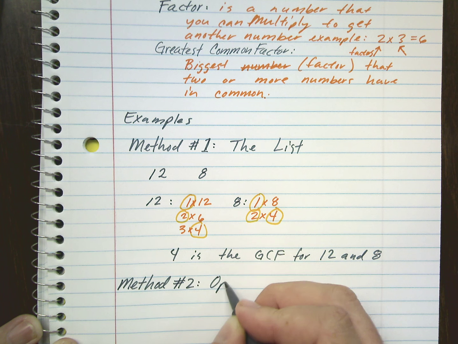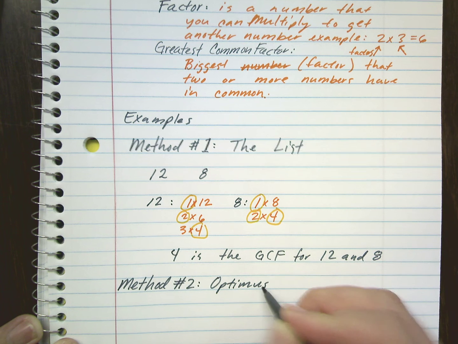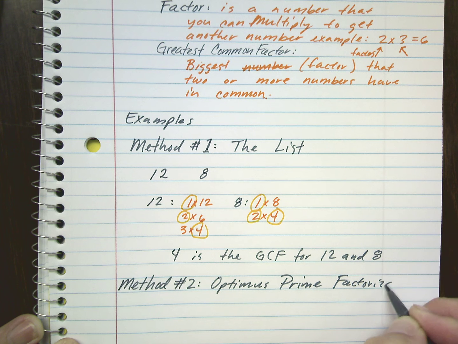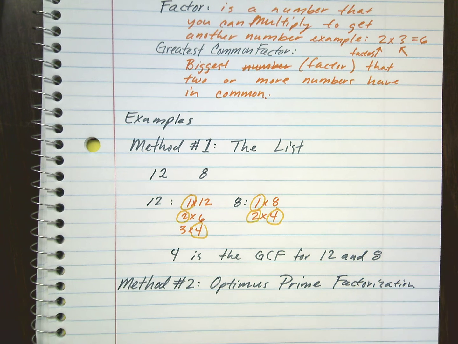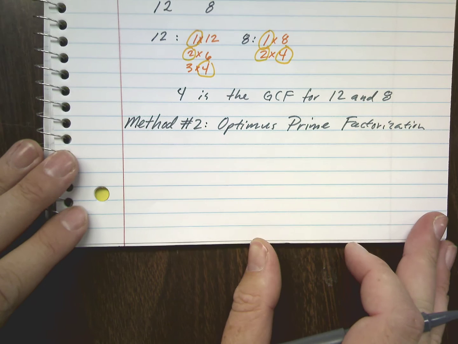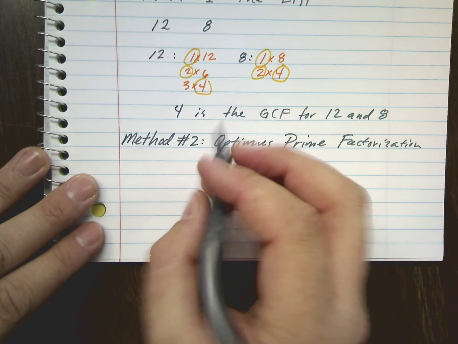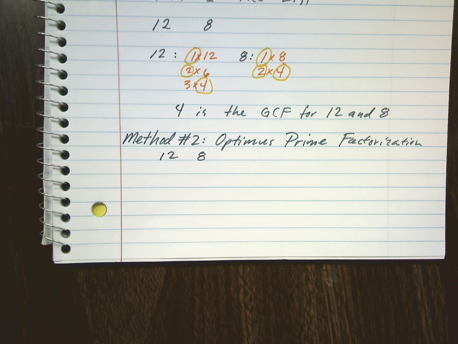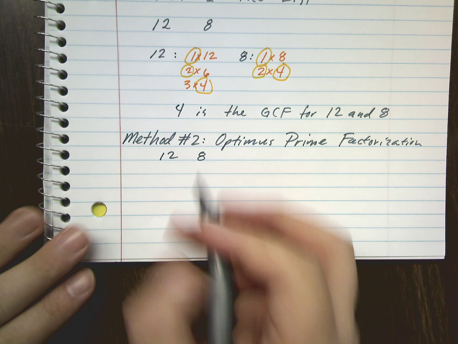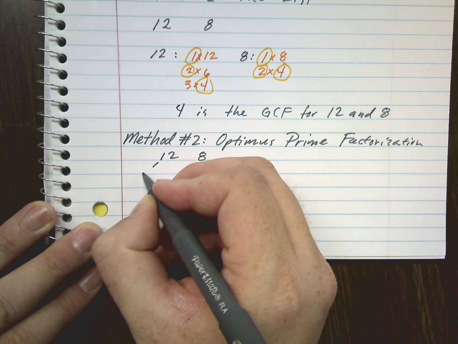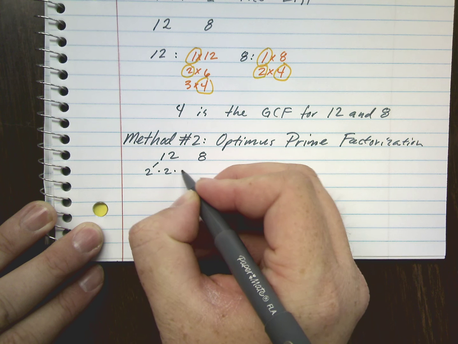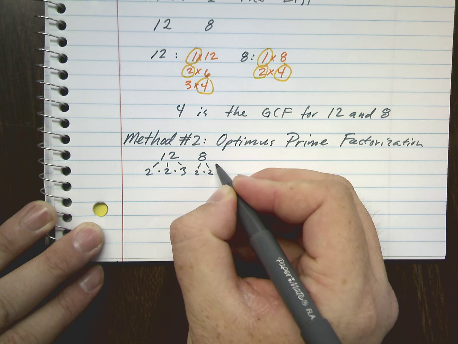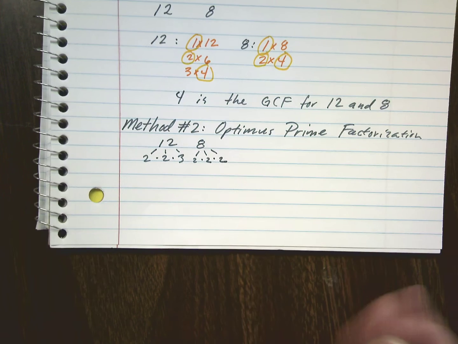And this one I like to call Optimus Prime factorization. Okay, so Optimus Prime factorization looks like this. I'm going to use the same two numbers, 12 and 8, and we are going to prime factor 12 and 8. So I know that 12 is the same thing as 2 times 2 times 3, and I also know that 8 is the same thing as 2 times 2 times 2. Sorry, I'm writing a little small here.